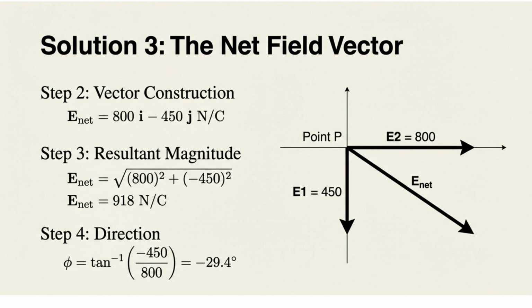Step 2 is vector construction. E net equals 800 i minus 450 j N/C. Step 3 is finding the resultant magnitude, which is 918 N/C. Step 4 is finding the direction, which is -29.4 degrees.